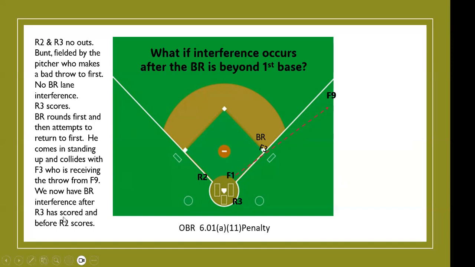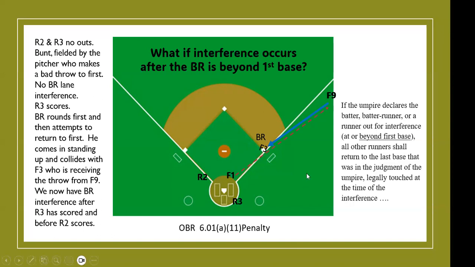and after R3 has scored and before R2 scores. Okay, so R3 scores, then the batter is coming back into first and he collides with the first baseman, interfering with him receiving that ball from the right fielder. Okay, R2 is not yet scored. Here's what we have in this case.